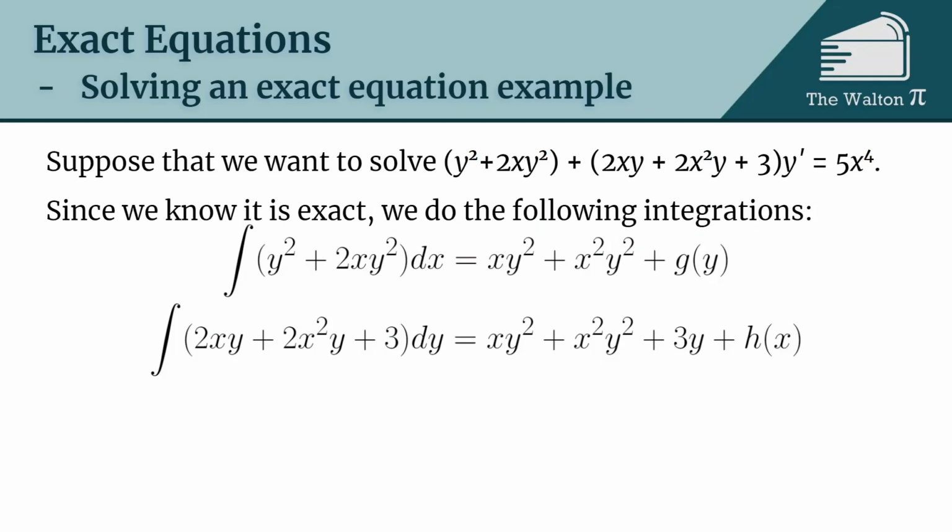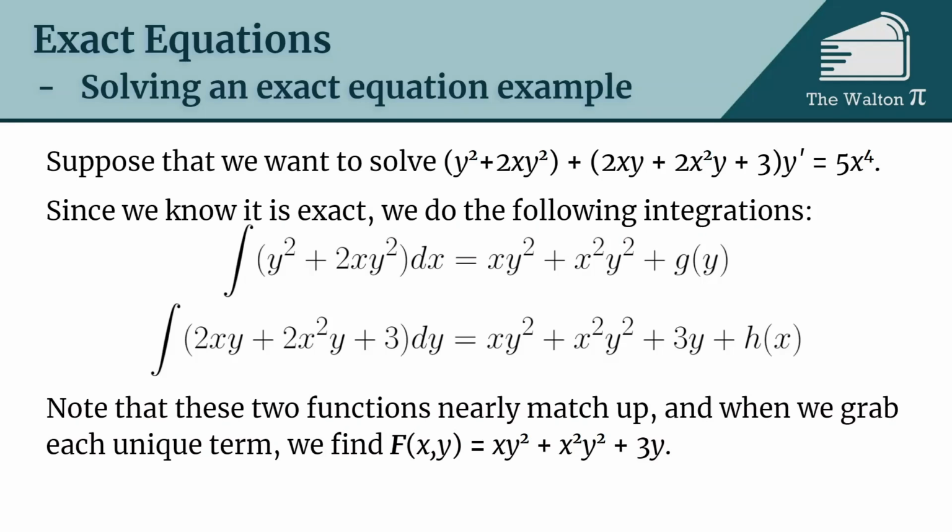And then we're going to integrate the piece that was attached to the y prime with respect to y. So we integrate 2xy plus 2x squared y plus 3 dy, and we get xy squared plus x squared y squared plus 3y plus some function only of x's. Note that these two functions nearly match up, and so if we grab each unique term that appeared anywhere, we get xy squared plus x squared y squared plus 3y, and there we go. Now notice we don't have any pieces that only had x's in it, but we did have that 3y appear. That 3y is the g of y in the first equation.